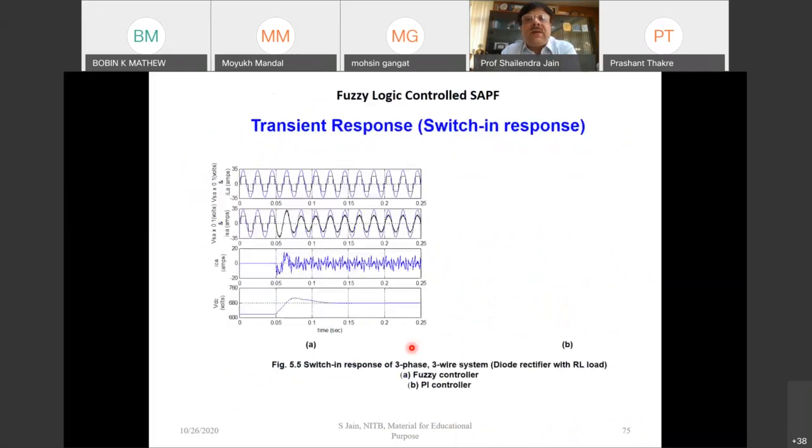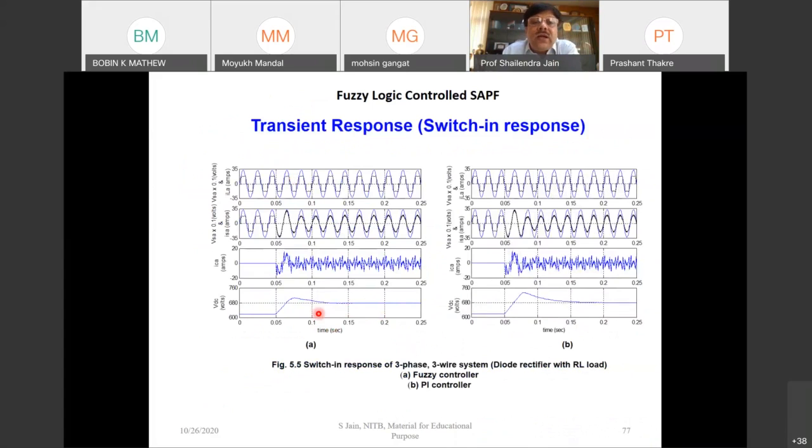So this is again a repeat. This is another case of an active power filter. So you can see that this is the fuzzy controller, whereas this is the PI controller. Source voltage, source current. This is compensated current, which is sinusoidal. Load current is non-sinusoidal, whereas source current is sinusoidal. And you can see this is my DC link voltage. In the DC link voltage, you can see the overshoot here and here. With the conventional PI controller, the overshoot is much larger. Again, for the settling time, even at 0.15, the output voltage is not settled.